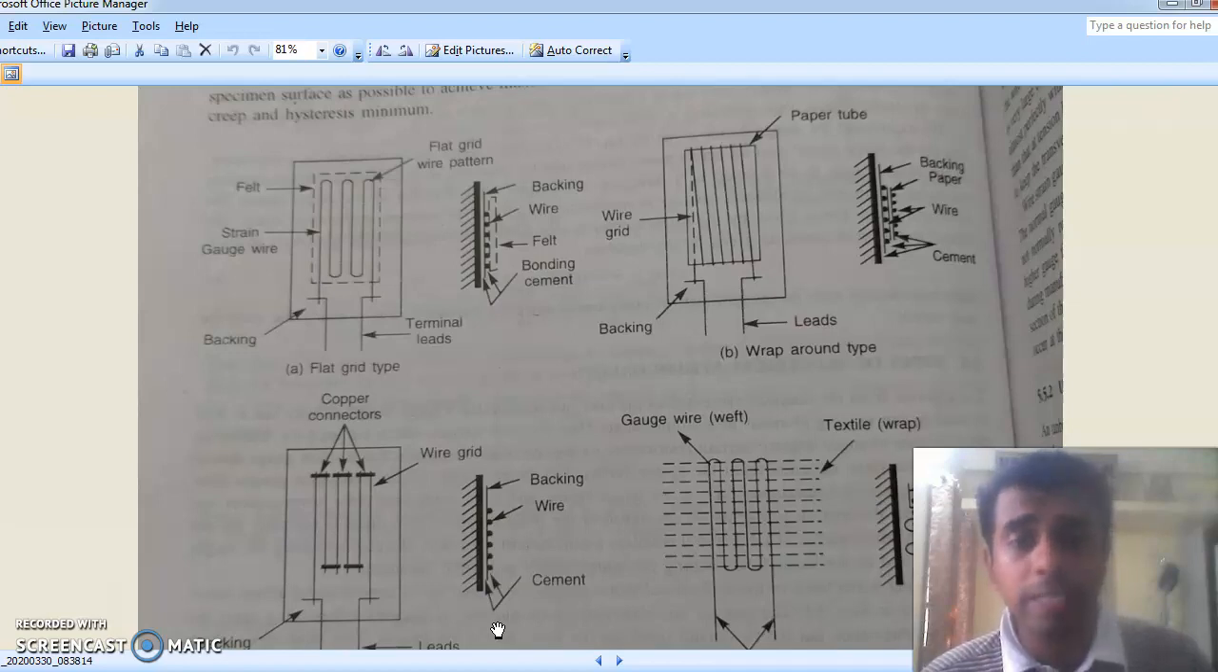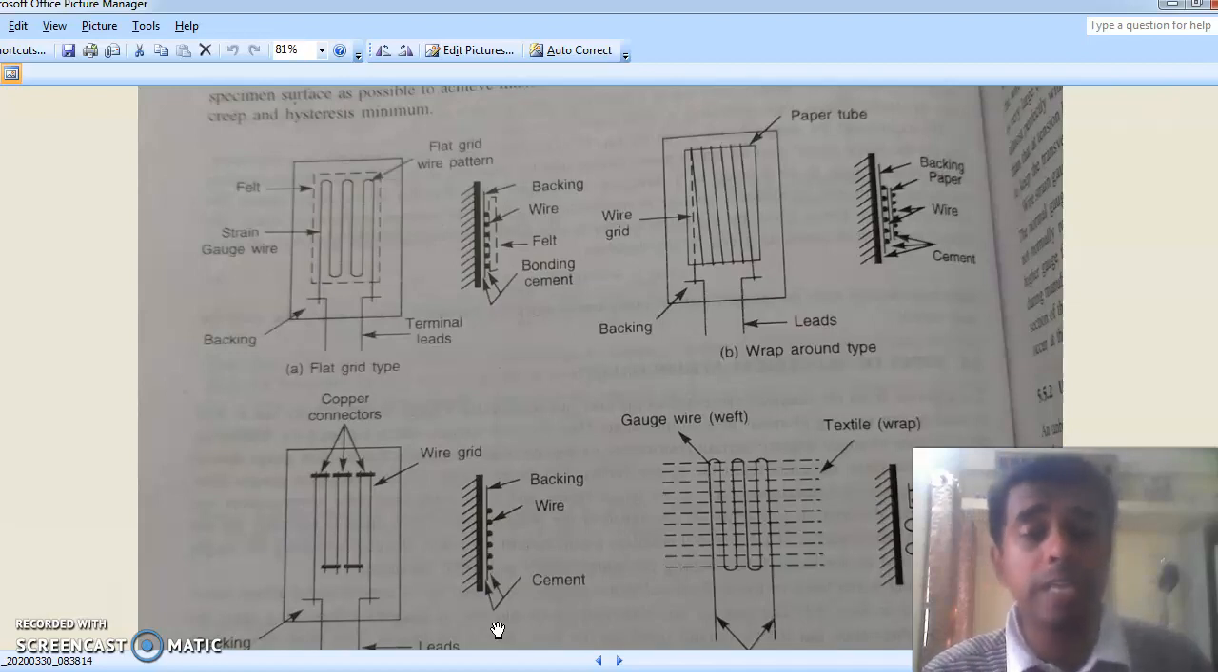So when we apply some strain or force, what happens? Length increases, area decreases. So what happens when length increases and area decreases? Obviously the resistance varies, and this change in resistance can be converted into a change in voltage, and that change in voltage will correspond to some strain or stress. So there are mainly two types of electrical transducers, that is bonded strain gauge and unbonded strain gauge. So what is the importance of bonded strain gauge?